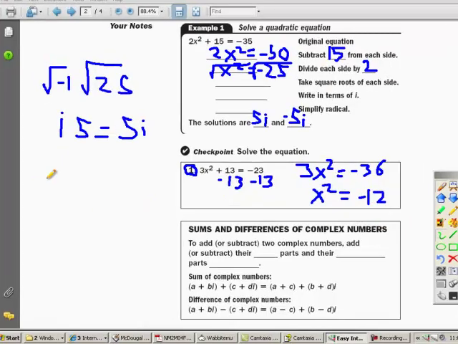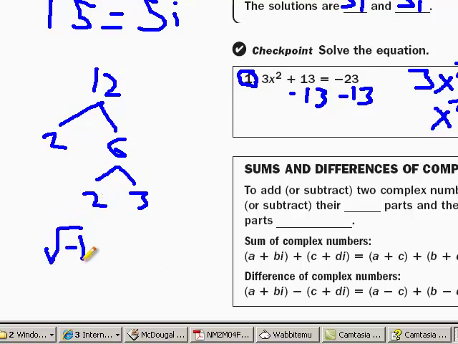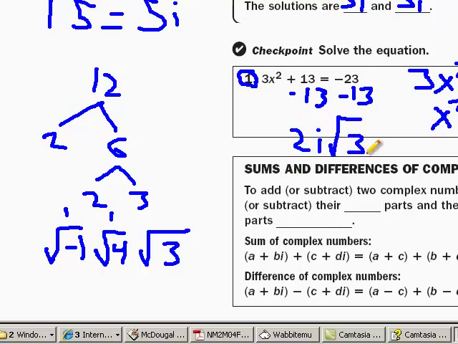But I want to show you something inside of that 12. If you take 12 and you break it down into a factor tree, taking you back a few years, 2 times 6 and 2 times 3. See, we have a pair of 2's here. So when I do the square root of negative 12, I really have the square root of negative 1, the square root of 4, 2 times 2, and the square root of 3. Well, this becomes i, this becomes 2, and this is the square root of 3. So what I have for an answer is 2i square root of 3. I'm sure nobody came up with that, but that's how you would do that.